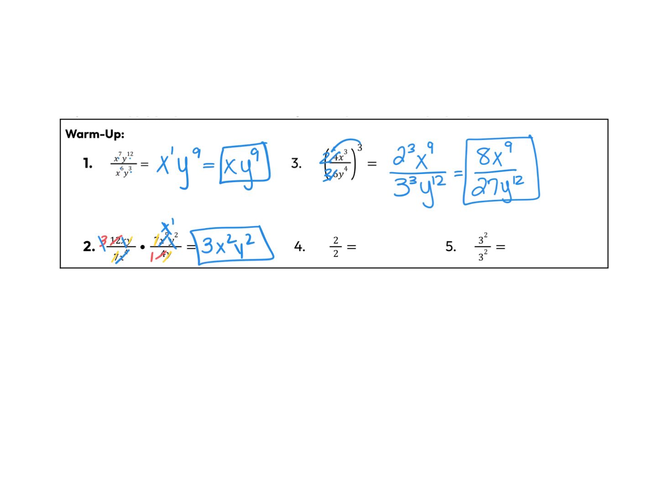For number 4, I know any number divided by itself is 1, straightforward. And then number 5, I kind of see two things. I see 3 to the 2nd power divided by 3 to the 2nd power. That's 3 to the 2 minus 2, or 3 to the 0. But I also notice anytime I have one number divided by itself, it's going to equal 1. So we're seeing here 3 to the 0 power is the same thing as 1. That expression simplifies to 1.